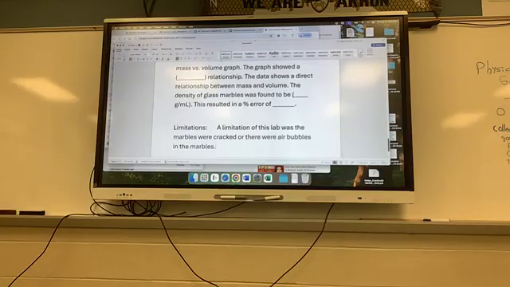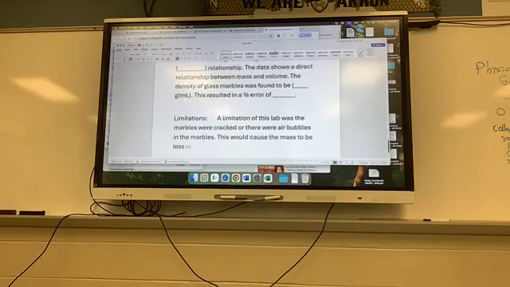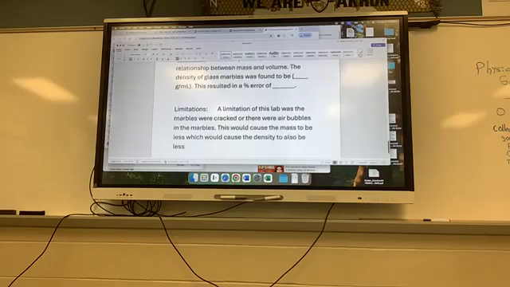What would that do to your volume? Or the mass, I guess. This would cause the mass to what? The air bubbles. Yeah, to be less. Which would cause the density to what? So you say what would happen, and then how is it going to affect the calculation? If the mass is less, the density is going to also be less. You got it. To also be less.